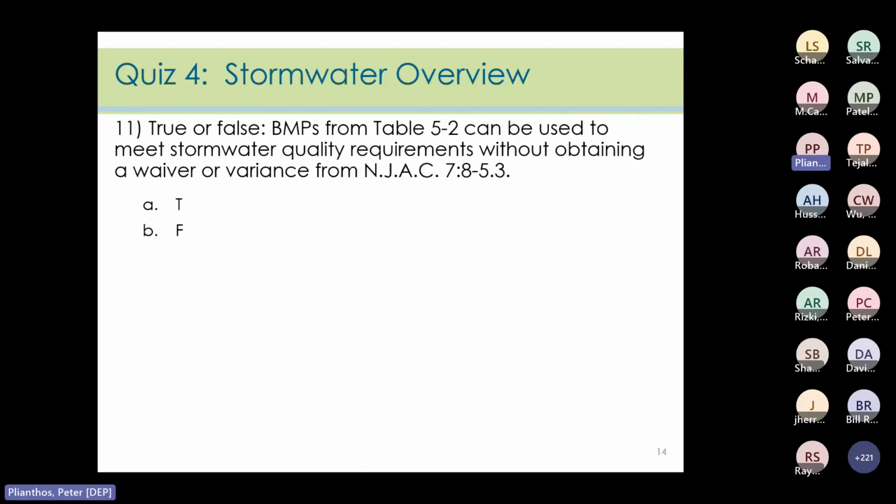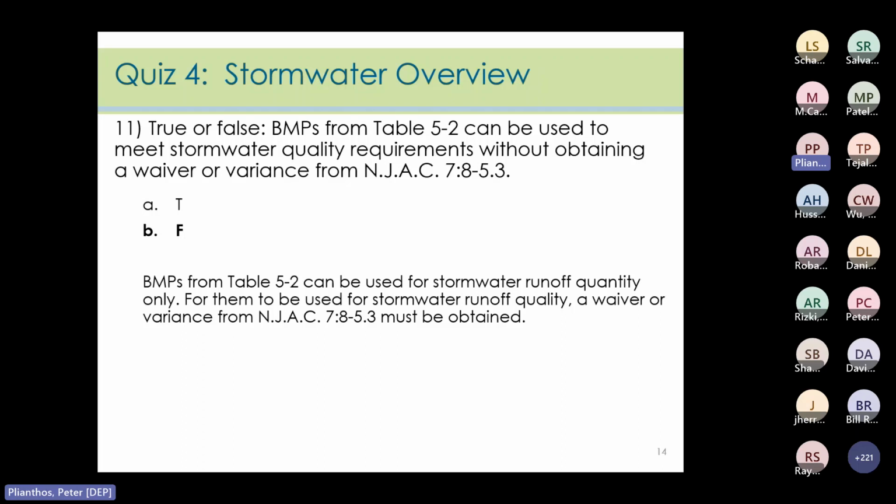Number 11, true or false? BMPs from Table 5-2 can be used to meet stormwater quality requirements without obtaining a waiver or variance from NJAC 7:8 5.3. And that is false. BMPs from Table 5-2 can be used for stormwater runoff quantity only. For them to be used for stormwater runoff quality, a waiver or variance from NJAC 7:8 5.3 must be obtained.